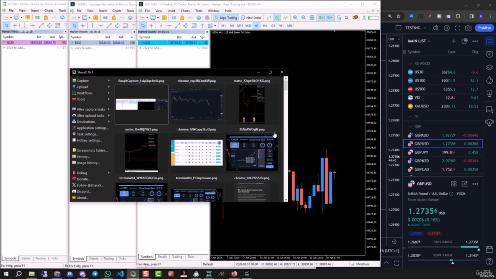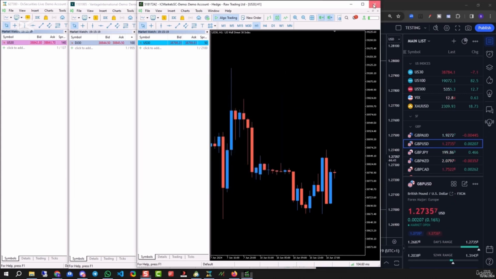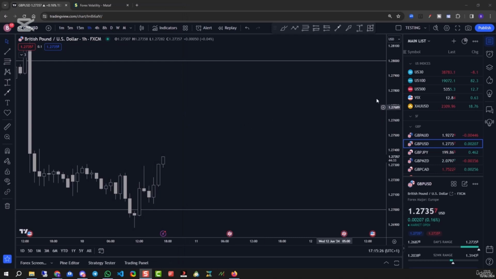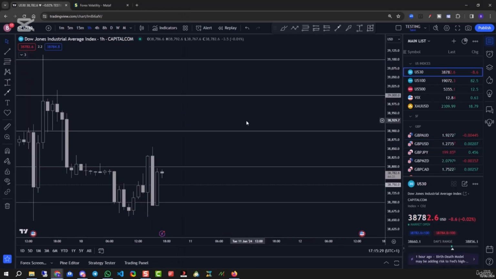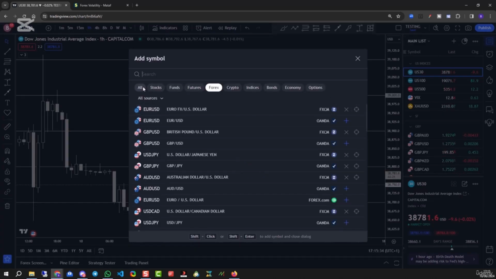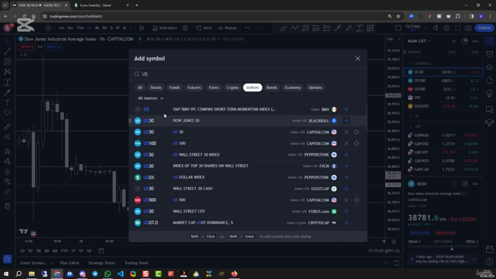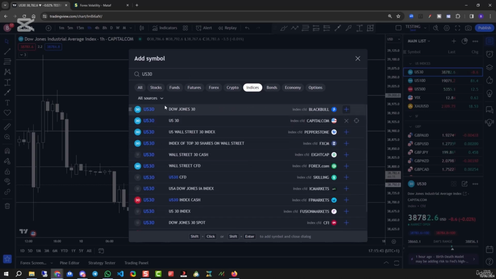So how do you get around it then? Well, let's just start by getting rid of these. The first thing you want to do is find the data feed for US 30 which is the closest to your broker. So if you go on the little plus symbol, go to indices and just type US, you can see all the US 30s have come up. Not all of them will call it US 30. Some of them will call it Dow Jones 30, Wall Street 30, it's all the same thing. But all of these data sources are available.